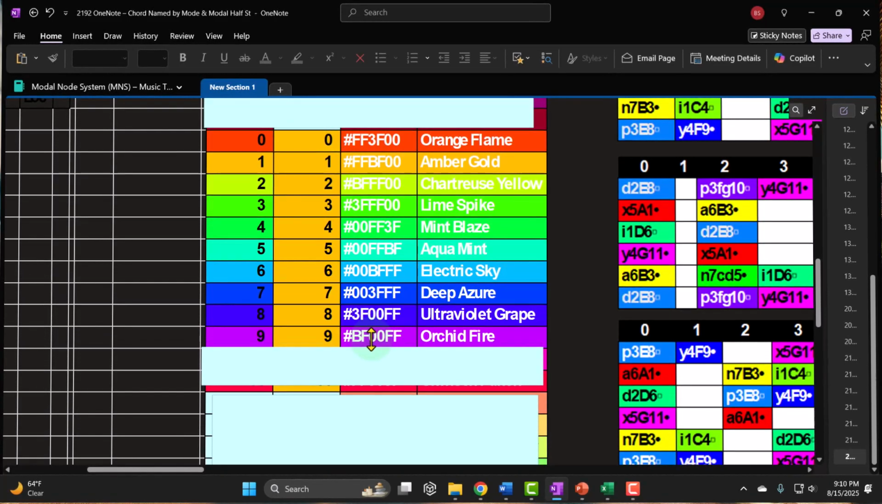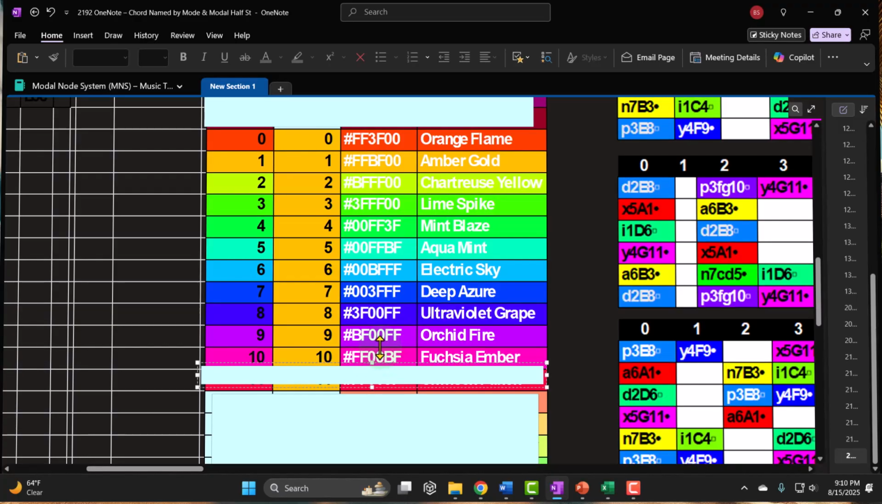8 notes up is grape. 9 notes up is orchid. 10 notes up is fuchsia.